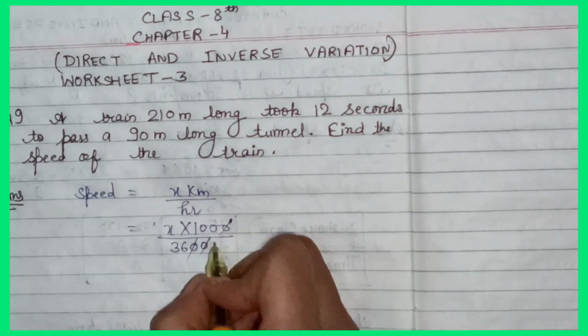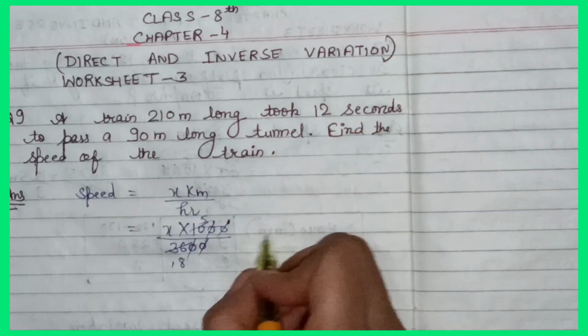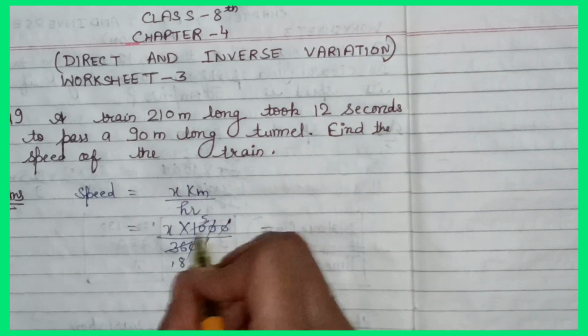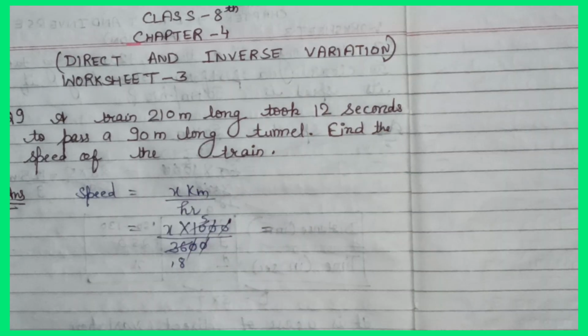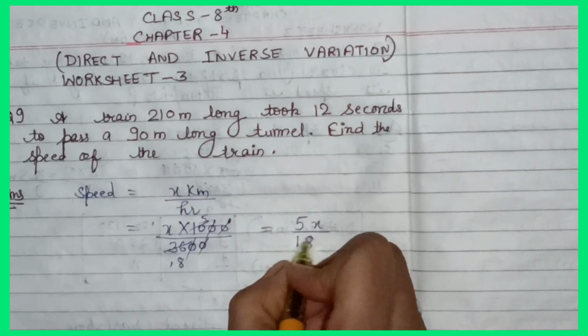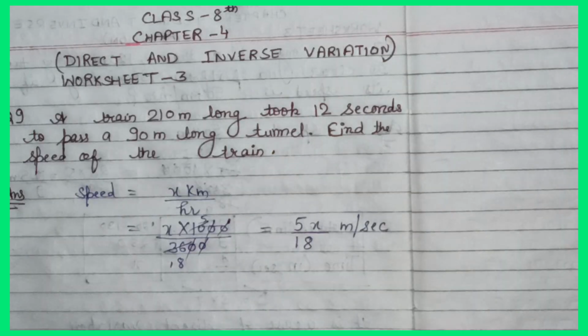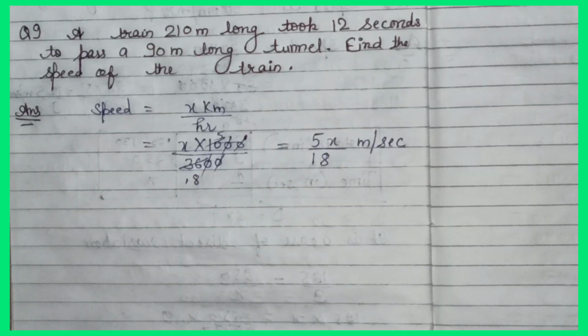Cancel these double zeros. 2 5s are 10, 2 1s are 2, 2 8s are 16. So 5 multiplied by x is equal to 5x upon 18 meter per second. Now we will find whether it is a case of direct variation or inverse variation.